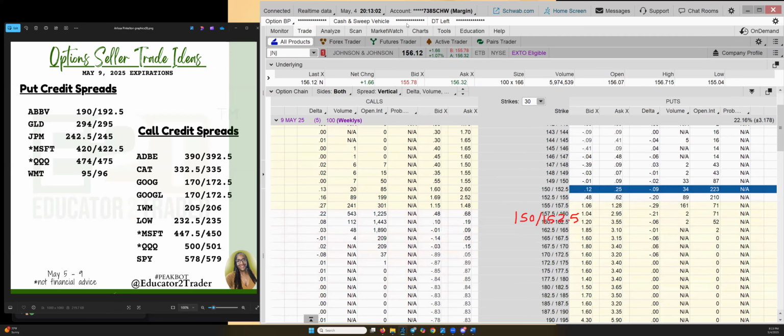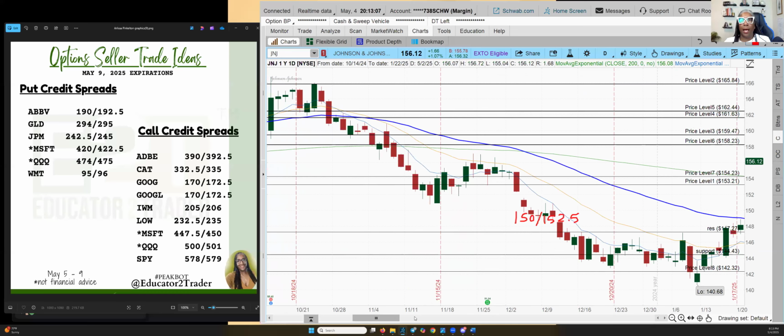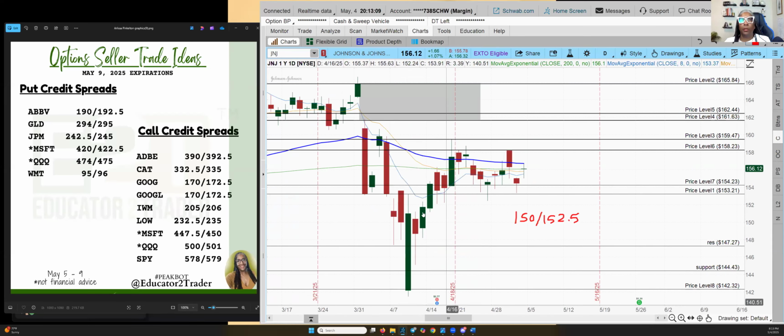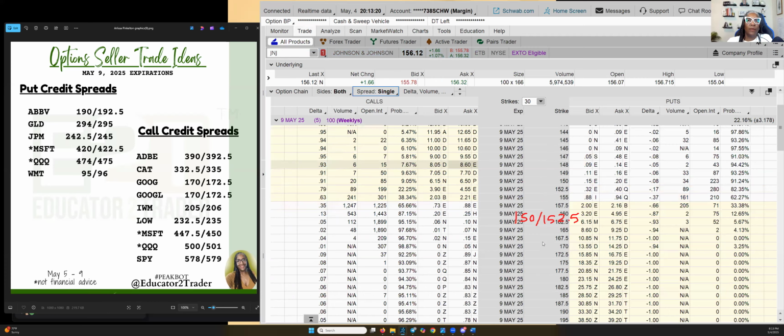And then if we're looking at the top side, we want to go above. I probably want to go above that moving average, which is 156, and the resistance is 158. Let's see what the option chain shows. Either above 156 or 158. Well, actually, it's a 2.5 spread, so 160 is a good little strike. So 160, 162.5 would be the other one.